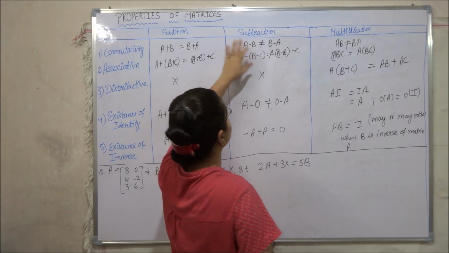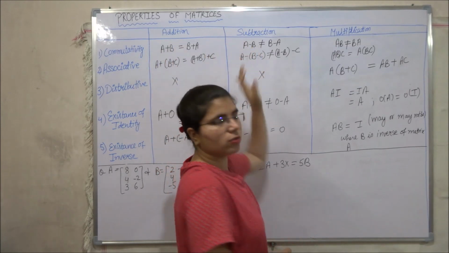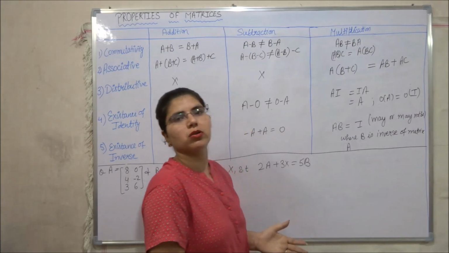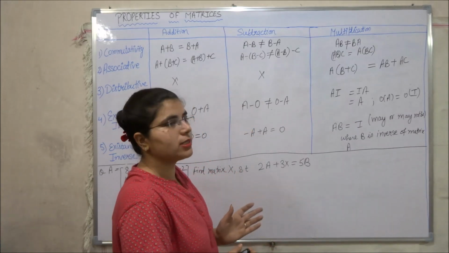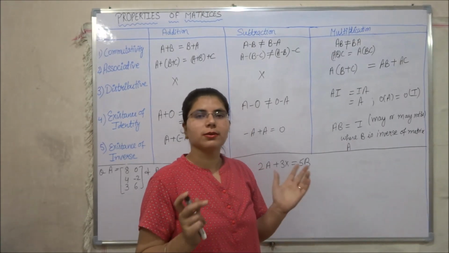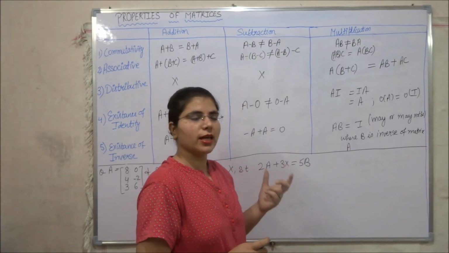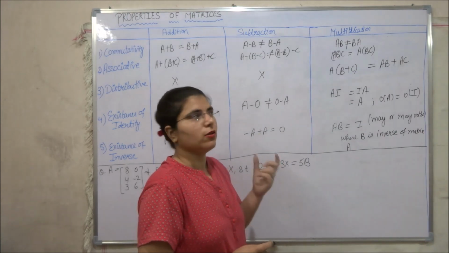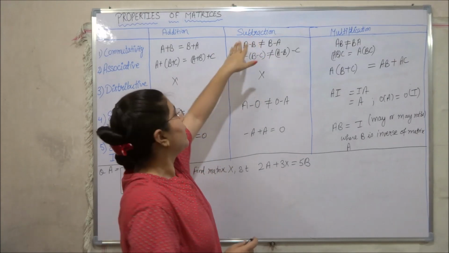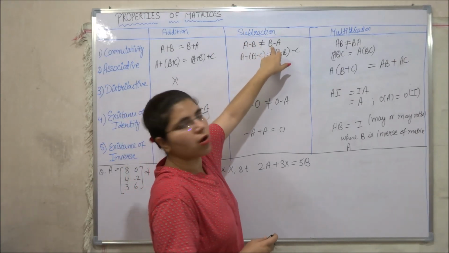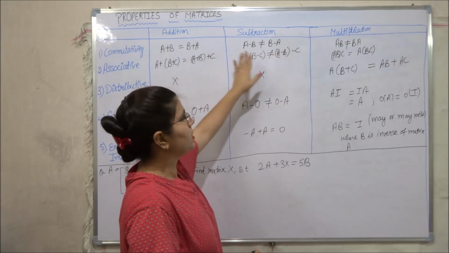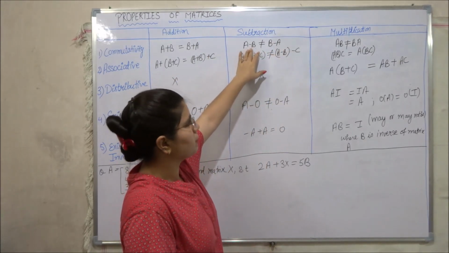Now, but commutativity does not hold in case of subtraction, that is A minus B is not equal to B minus A. That is, if we are considering any two matrices A and B, when we subtract these two matrices, then the resultant matrix obtained by subtracting is not equal to the matrix B minus A. So commutative does not hold in case of subtraction.